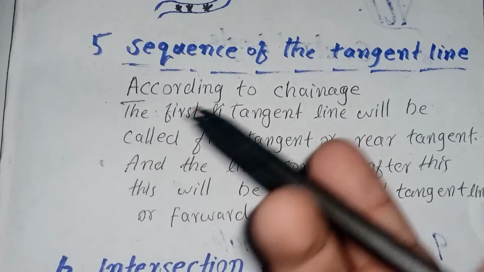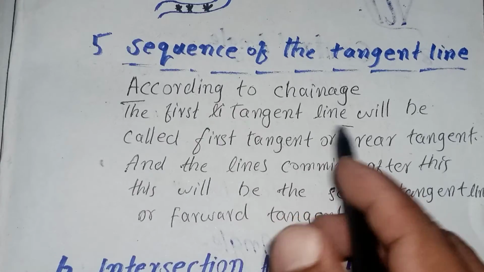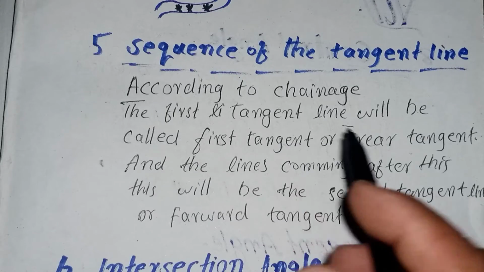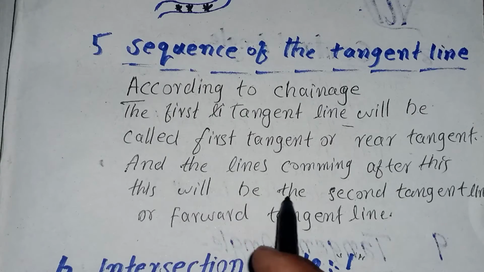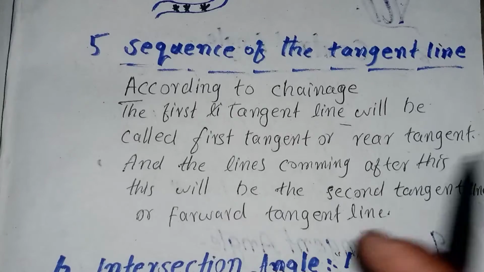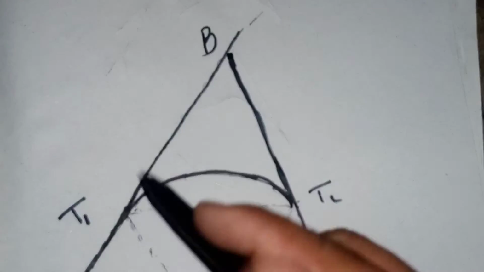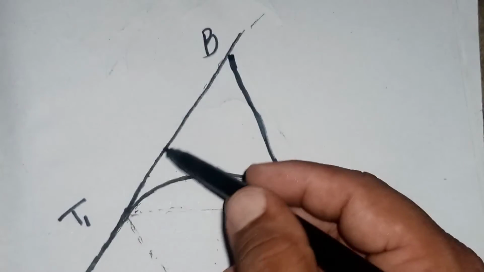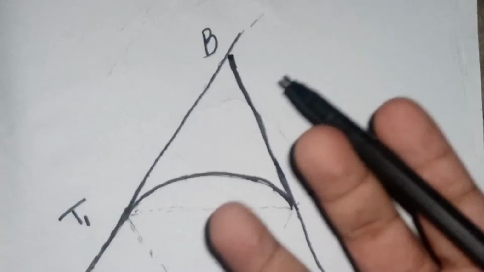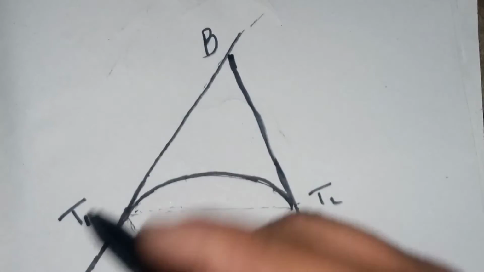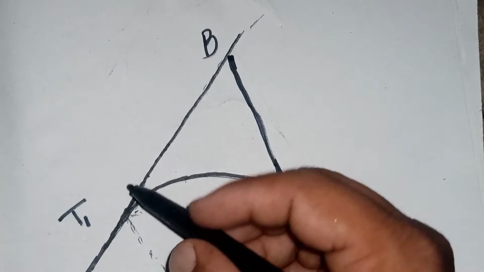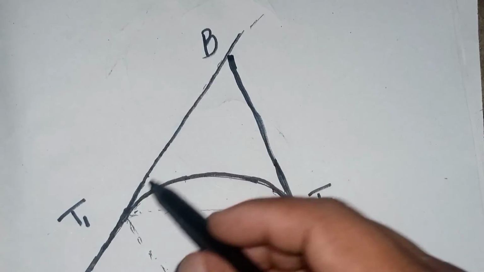Sequence means according to change, the first tangent line will be called first tangent or rear tangent, and the line coming after this will be called second tangent line or forward tangent line. So we have drawn here this first line. According to change, the first line will be called the first tangent line or a rear tangent.